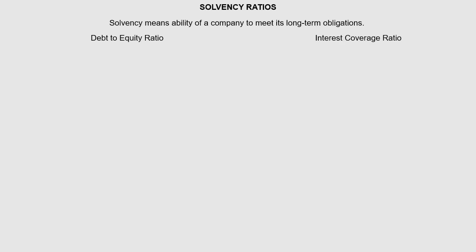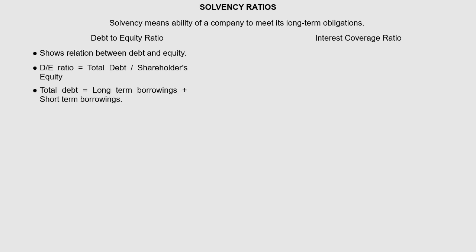Debt to equity ratio. Debt to equity ratio means the relationship between total debt and equity of the firm. Debt to equity ratio equals total debt divided by shareholders' fund or equity. Total debt equals long-term borrowings plus short-term borrowings. Shareholders' fund or equity equals owner's equity or share capital plus reserves and surplus.